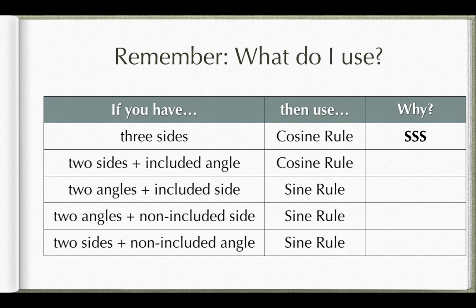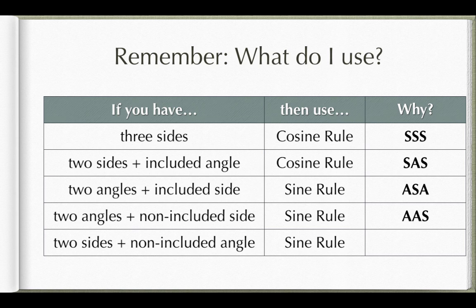Now, similarly, if I know two sides and the included angle, that was called side angle side. That was another congruence postulate that you learned in geometry. That triangle is also unique. Two angles and the included side would be angle side angle, another unique triangle, and two angles and a non-included side would be angle angle side. That's another congruence postulate where you create a unique triangle.